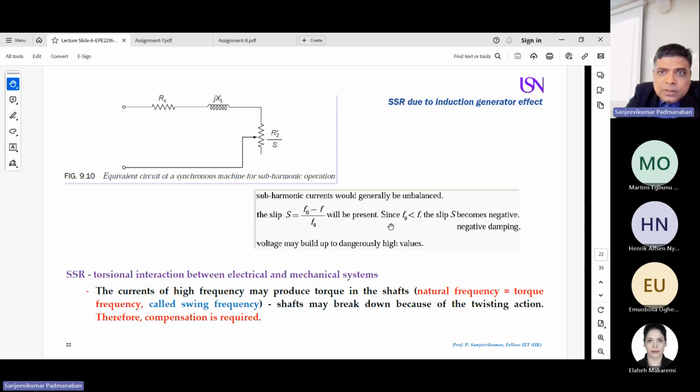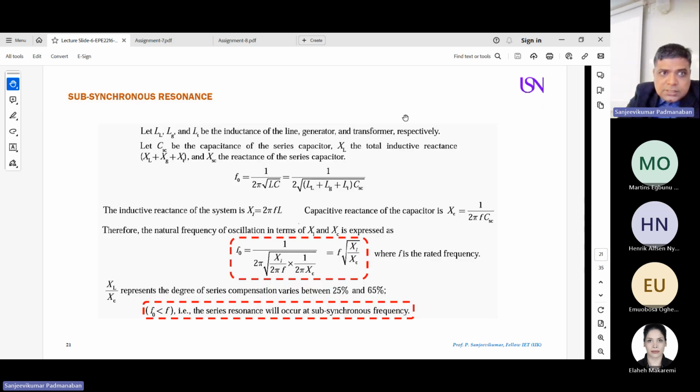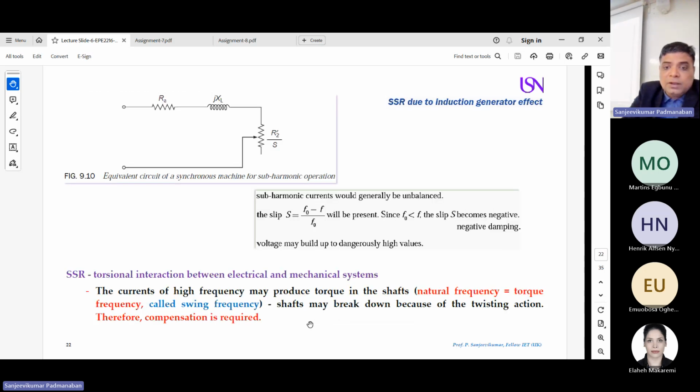In case of your SSR, which I already discussed, subharmonic, I already discussed. Subsynchronous resonance is very important because it decides the XL by XC ratio between 25 and 65%. And obviously, if you get F naught less than F, then the series resonance will occur at your subsynchronous frequency. So these are the challenges we need to maintain in your power system.